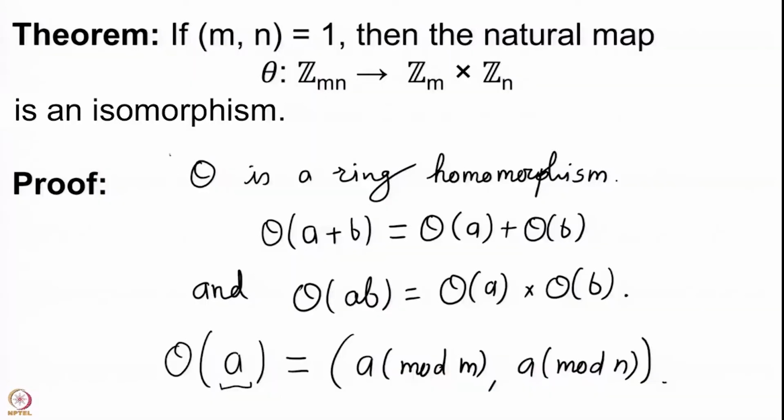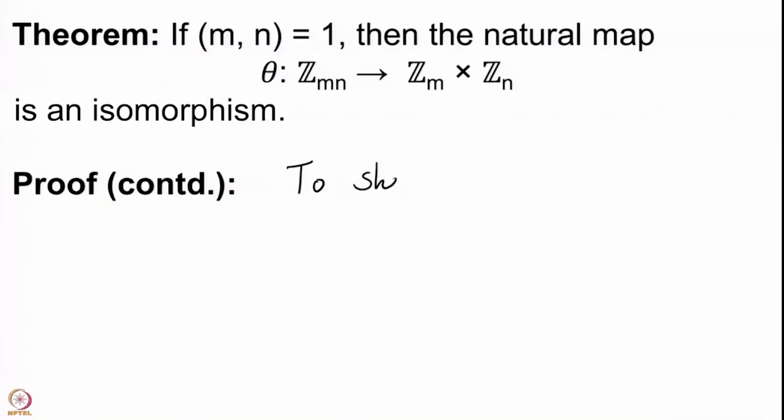So, the takeaway from this slide is that theta is a ring homomorphism. To say that this is an isomorphism, we will need to show that theta is onto and that theta is 1 to 1. To show that theta is onto, what do we have to do?